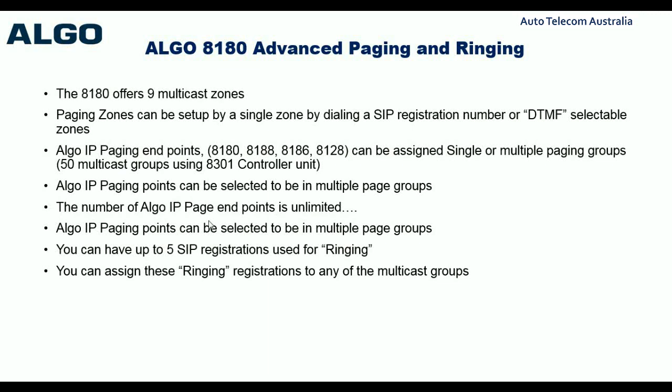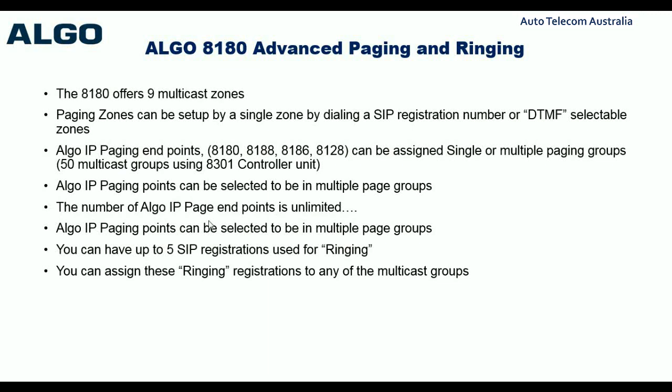The IP paging points, I haven't picked on the 8180 in particular in this area, can be in multiple paging groups. For example, you can have a unit in paging groups 3, 5, and 6. You just tick those options in the unit, and then that unit's across those groups, no problems. The number of Algo paging endpoints is unlimited.